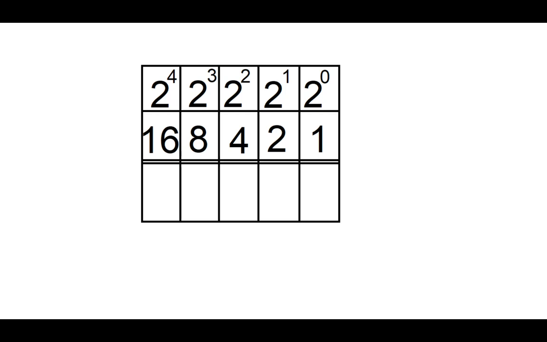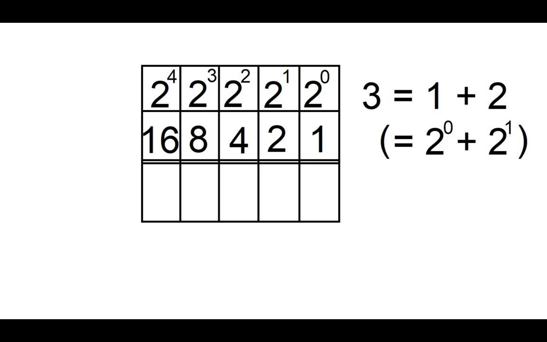And this continues for as many columns as you want. Now we can write regular numbers as binary numbers by putting a 1 in the columns that sum up to the regular number. So if we wanted to write 3 as a binary number, 3 is equal to 1 plus 2, so we'll put a 1 in the columns for 1 and 2, and we fill up the other columns with zeros to get the binary number for 3. That's great, but how do we do binary addition then? Well, not exactly like this.